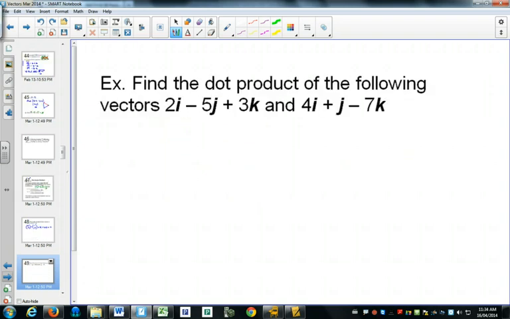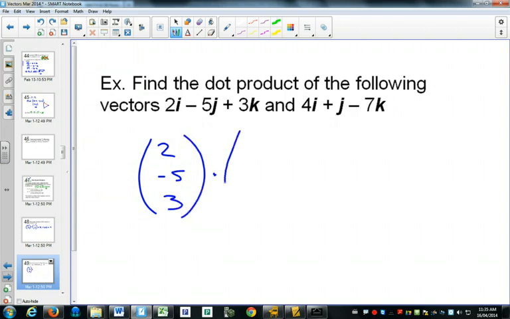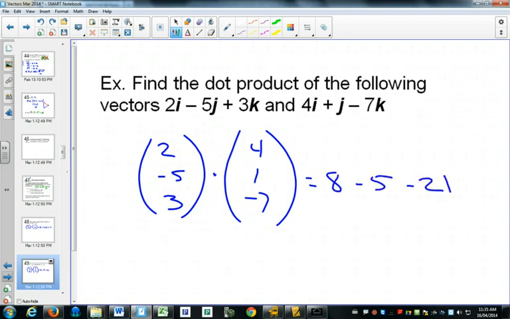Try this 3-dimensional one on your own. All right, how did you do? Negative 18? Woo.